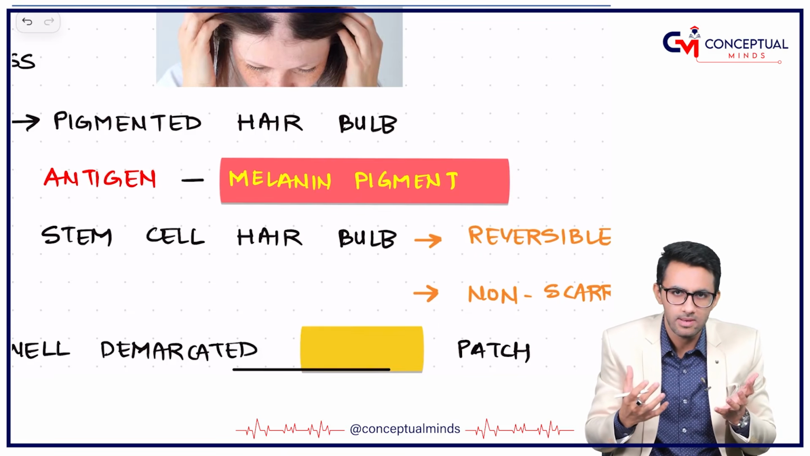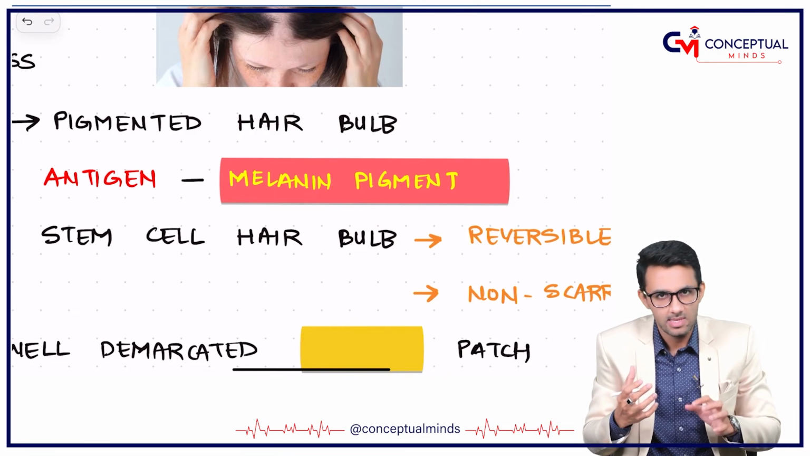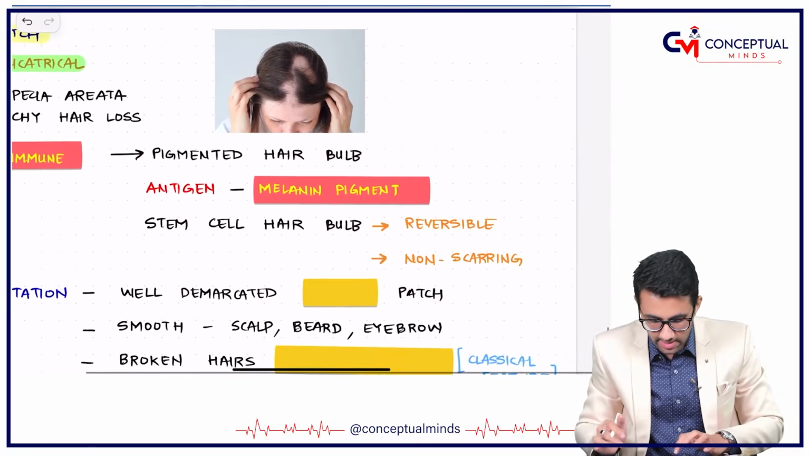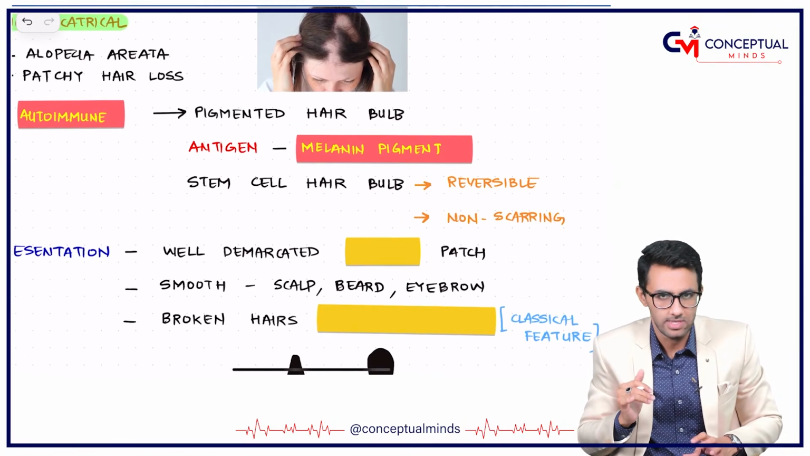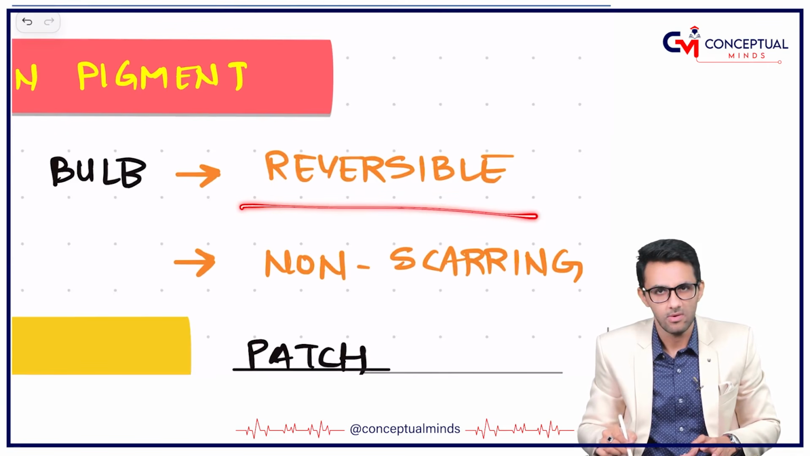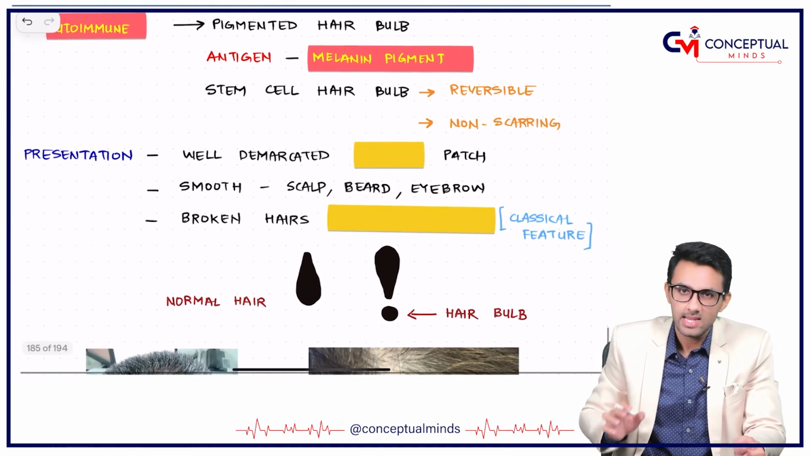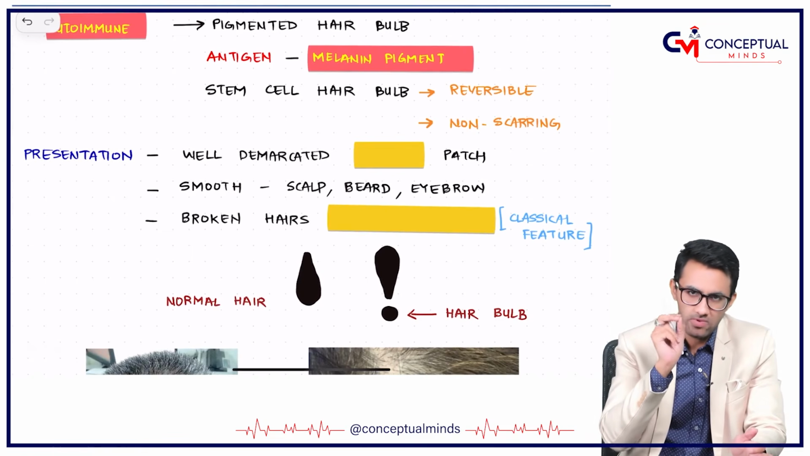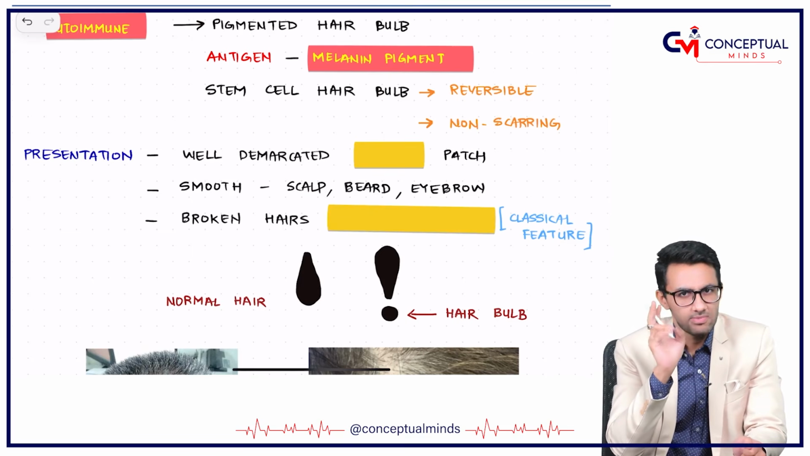So because of that, there will be no scar. That is the reason we are reading this topic under non-scarring alopecia, non-cicatricial alopecia. And it is reversible. It is a reversible condition. But there are certain poor prognostic factors as well, so we have to know that. That is very important.